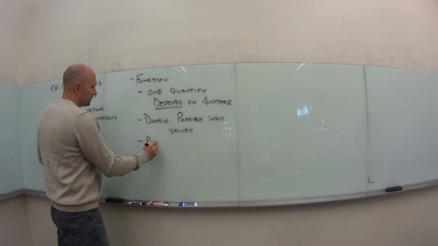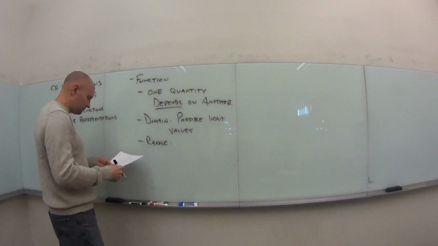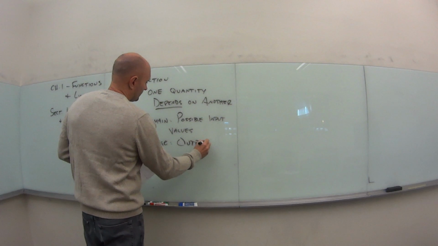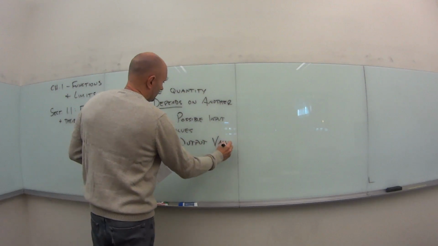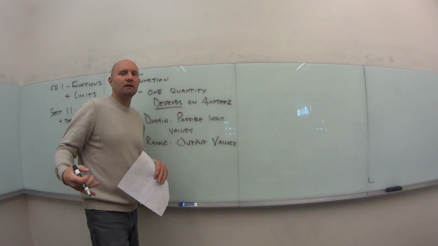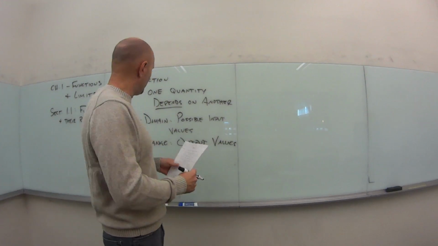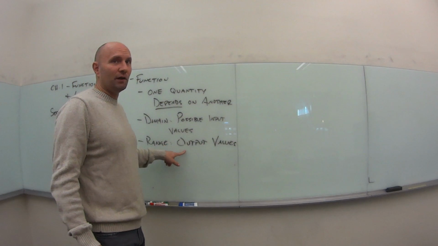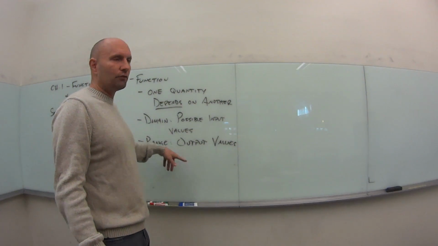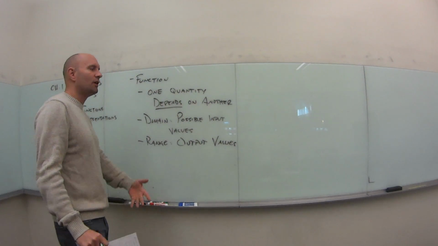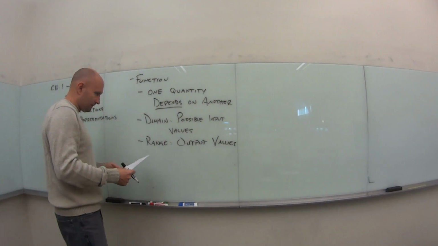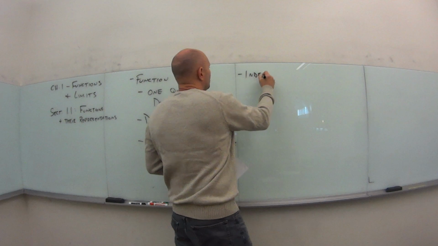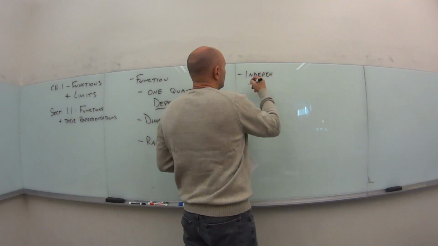The range. These are the output values. So again, if we're going back to this idea of a paycheck, if I work 3 hours, that's the domain, the input value, and the output value would be $30. So any of those possible output values, that is our range. We have this notion of independent versus dependent variables.